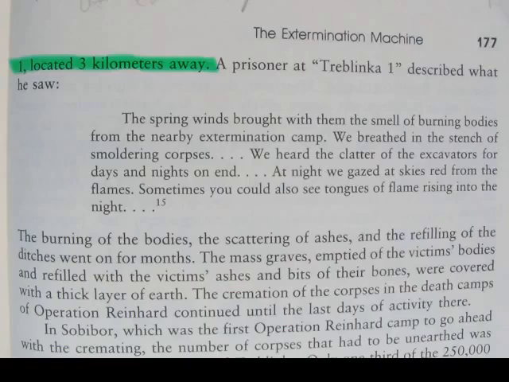This is confusing, but there was another camp called Treblinka 1, which was not a death camp, but a labor camp, located a little less than 2 miles away.